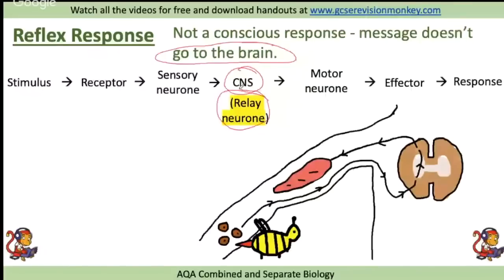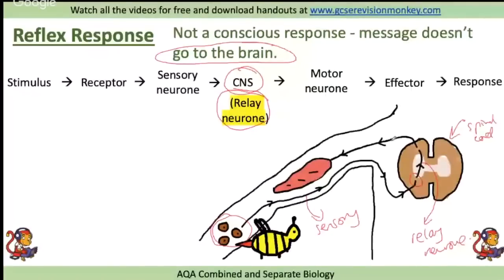So you might see a diagram that looks a little bit complicated like this. All this is showing is this part of the spinal cord. And here we have our stimulus. We're getting stung by the bee, and our pain receptors are detecting that, sending the message along the first neuron, which is a sensory neuron. Here we've got a synapse, and in the middle, this neuron here is the one called the relay neuron. You might be asked to annotate a diagram like this in the exam and label the neurons.